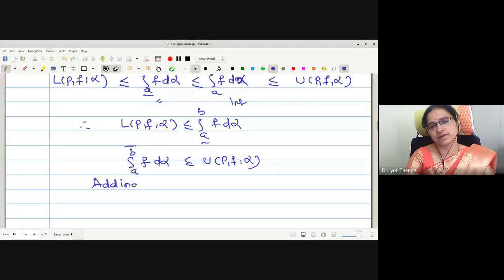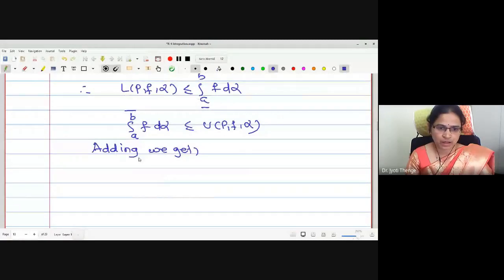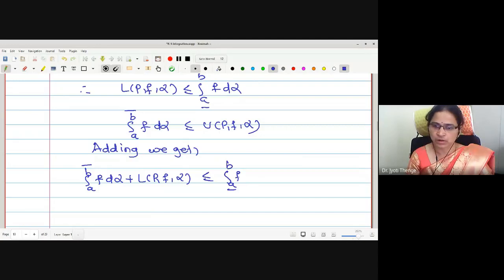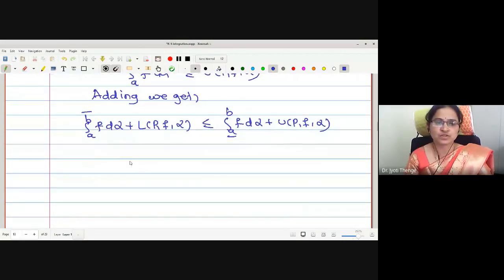What will we get if we add both these inequalities? Upper integral plus lower sum is less than or equal to lower integral plus upper sum. Now what will we do? We will take integrals on one side and sums on one side.